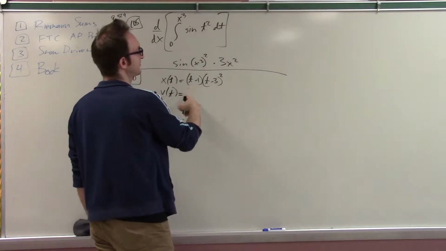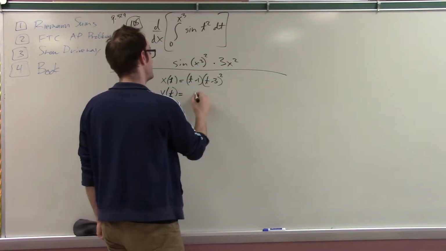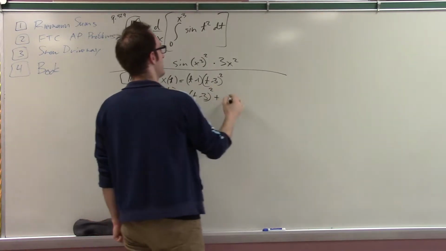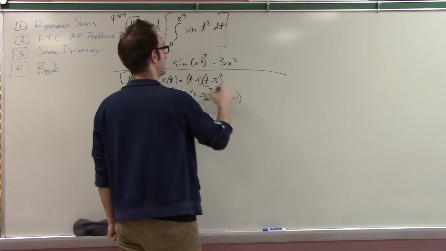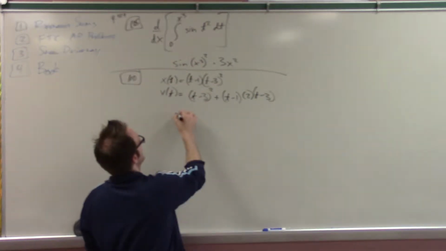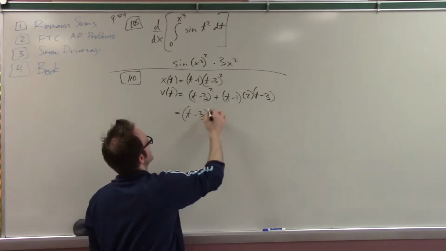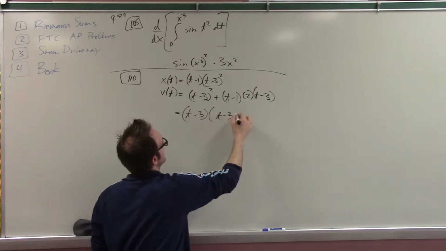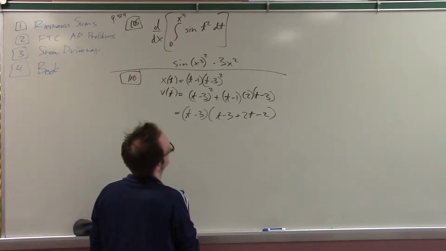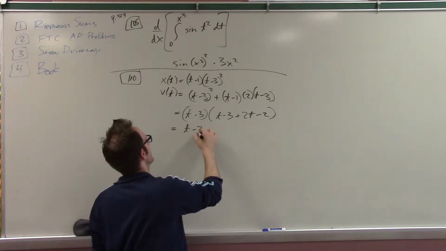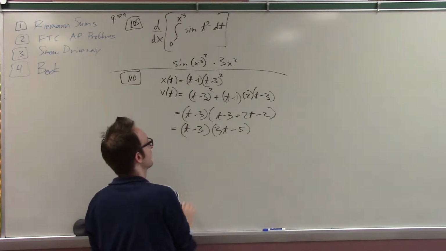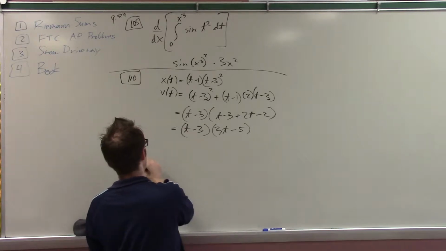So I'll do the product rule. Do the first times the second. So it's t minus 3 squared, first times second, plus the first times the derivative of the second. So that would be 2 times t minus 3. And then if I factor out a t minus 3, I get t minus 3 plus 2t minus 2. I think that's good.